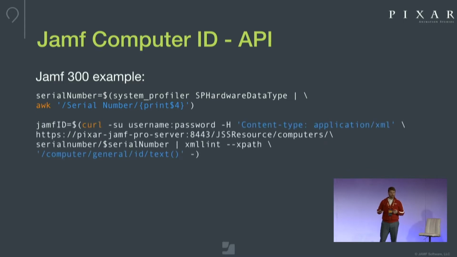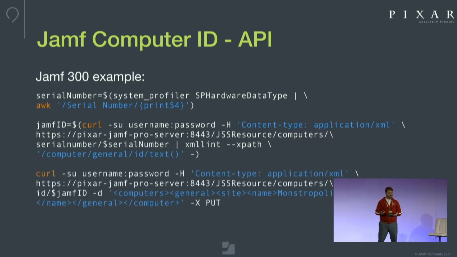We can then use that serial number to query the Jamf API, the classic API, as I mentioned before. Here, using a variable Jamf ID, we set with the curl command some credentials, username, password, and deep down in that is the serial number that is going to gather the Jamf ID. So then you have the Jamf ID, and the goal again is to change the site of a computer with that Jamf ID. So then we're going to do another curl command. This is a put command that's putting data up there, that's changing the site to, in this case, Monstropolis.